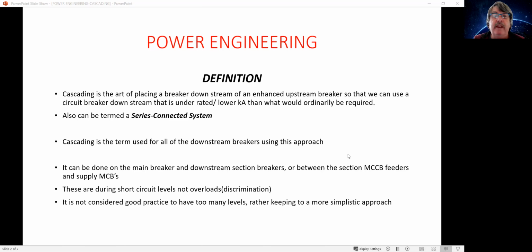So cascading is the art of putting a downstream breaker of lower capacity downstream, as we said, from an upstream breaker, which is fully rated for that. So the downstream breaker has a lower kA than what is generally required downstream. We call this cascading, and the breaker downstream will then be underrated in terms of what you require.